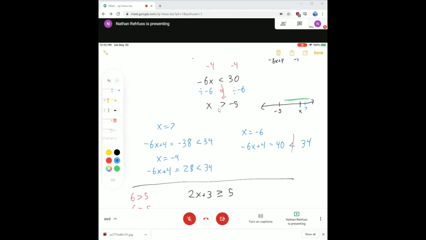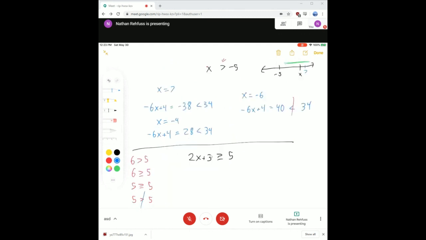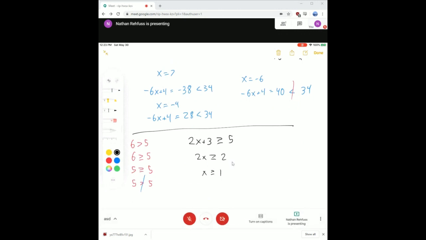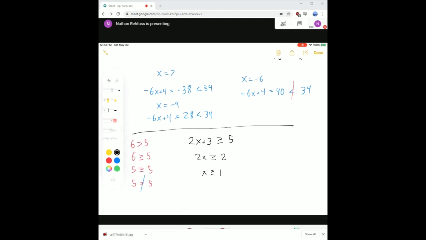So there isn't a smallest number that works, which is a little bit counterintuitive. You can always find a smaller number that works. That's how these two symbols are fundamentally different from each other. Here, there's going to be a smallest value of x that works. So I can subtract 3 from each side and get 2x is at least as big as 2. And then I can divide by 2. x is at least as big as 1. I don't have to flip the sign because I'm dividing by a positive number.